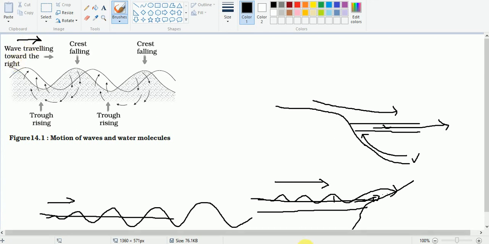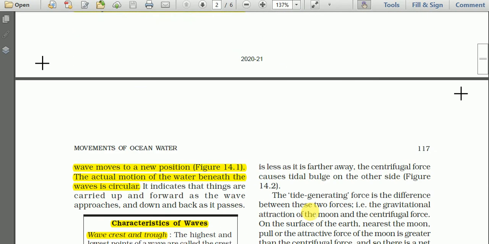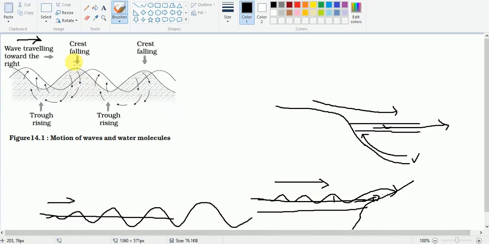While gravity pulls the crest of the wave downwards, the falling water pushes the former trough upwards, and the wave moves to a new position. Just see here. Because of gravity, this crest is pulling downwards, and as gravity pulls down this crest, the position of this trough will be shifted to a new position in this way. So in this way the wave moves.